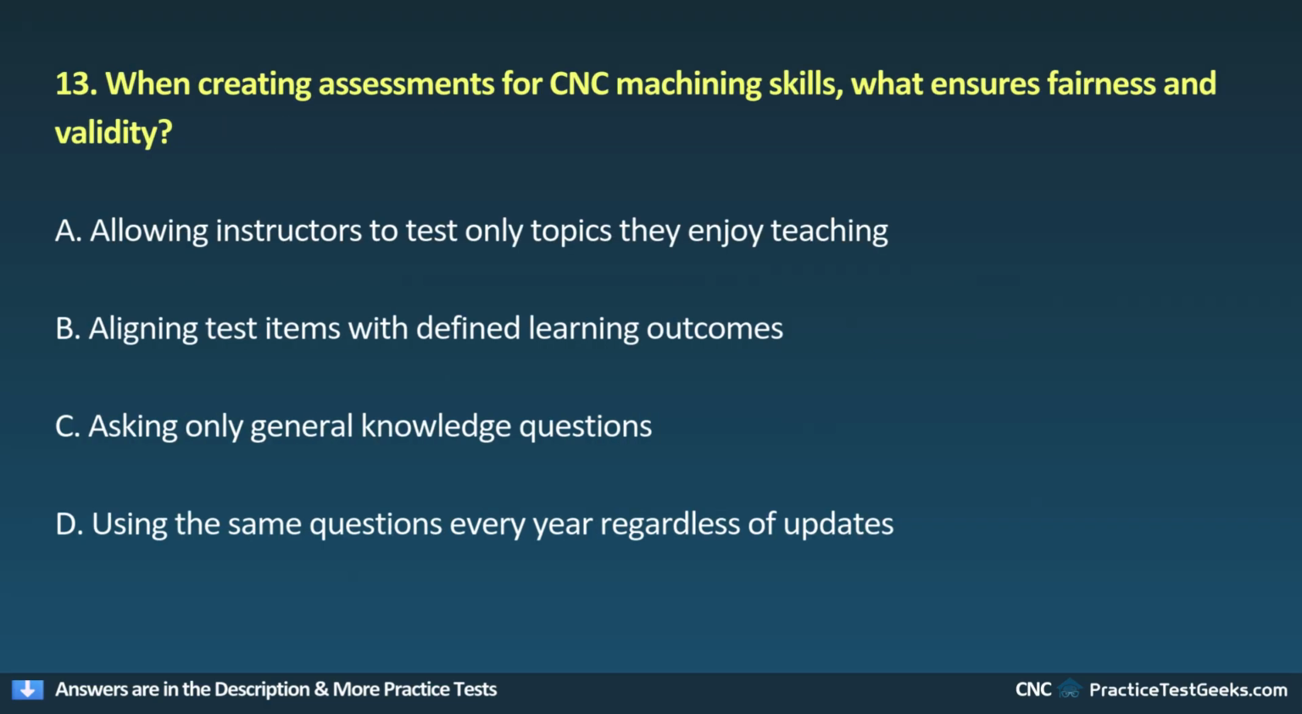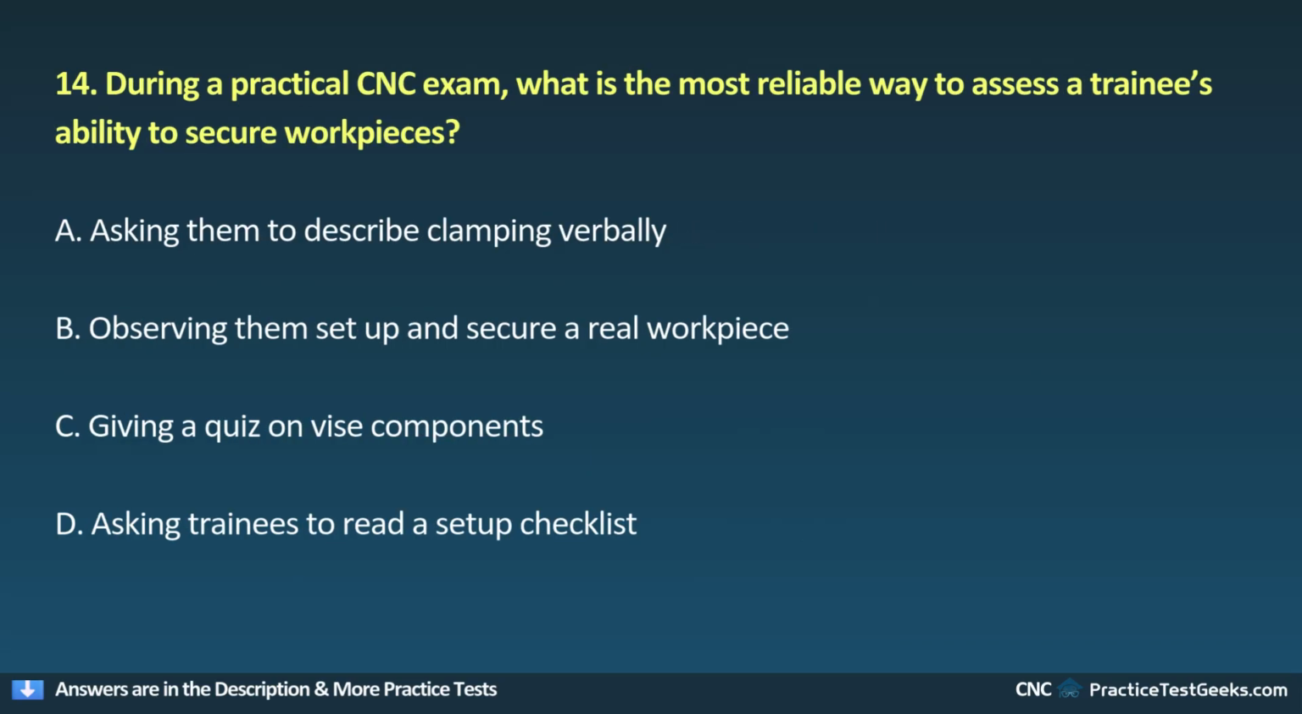13. When creating assessments for CNC machining skills, what ensures fairness and validity? A. Allowing instructors to test only topics they enjoy teaching. B. Aligning test items with defined learning outcomes. C. Asking only general knowledge questions. D. Using the same questions every year regardless of updates.